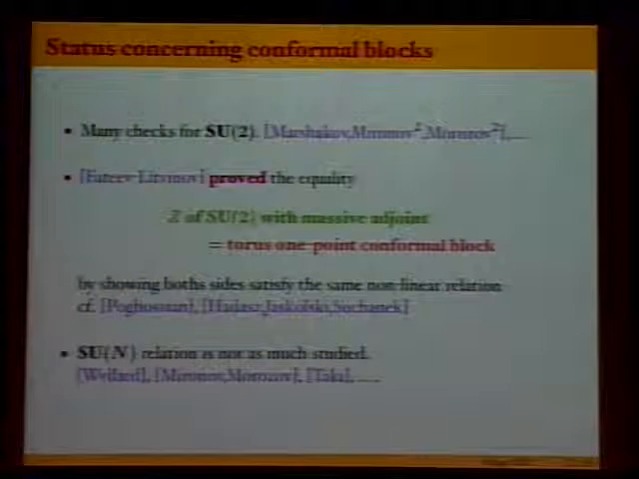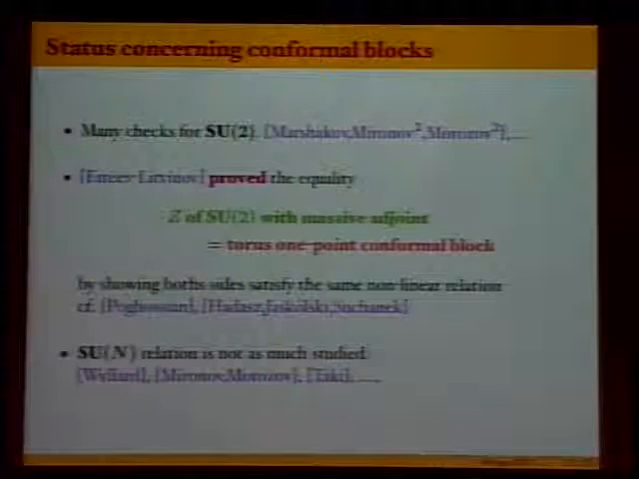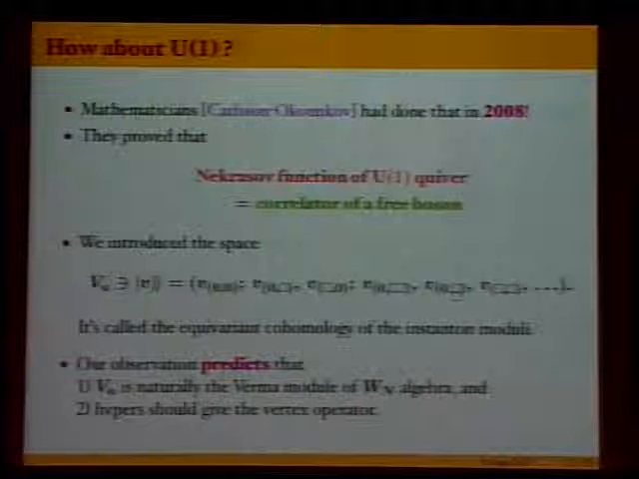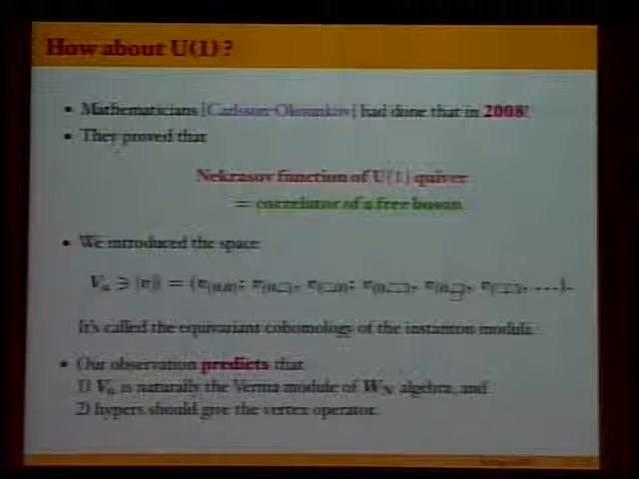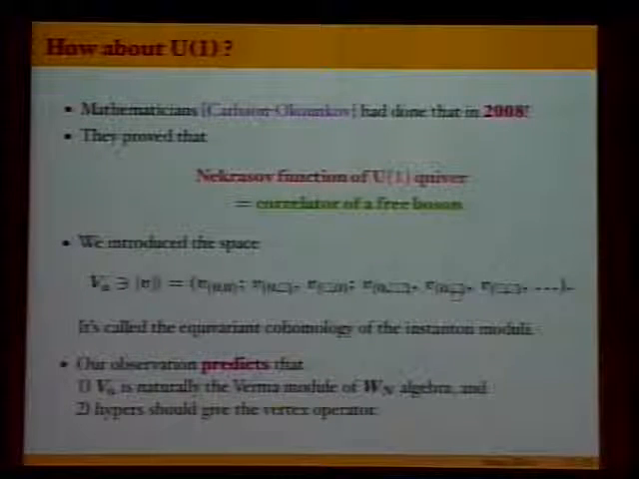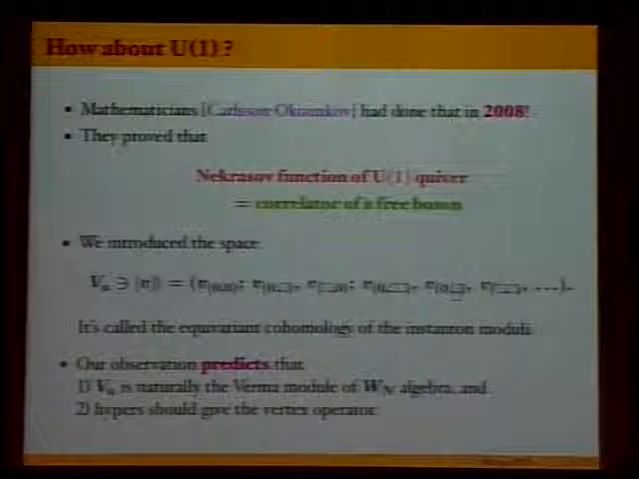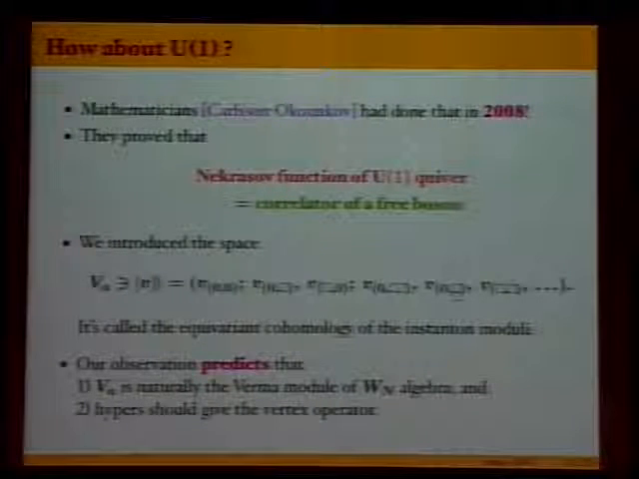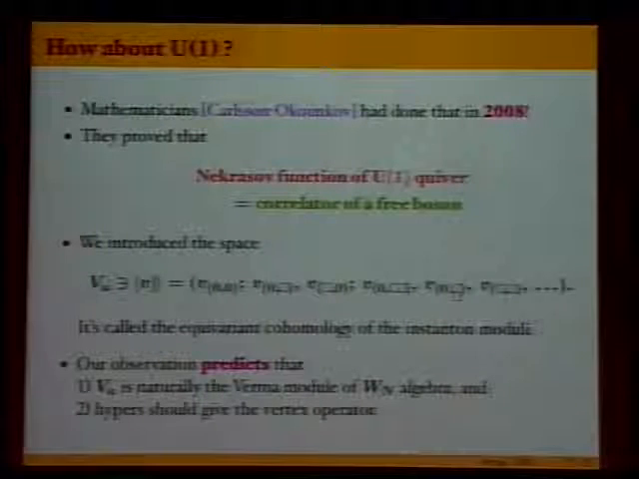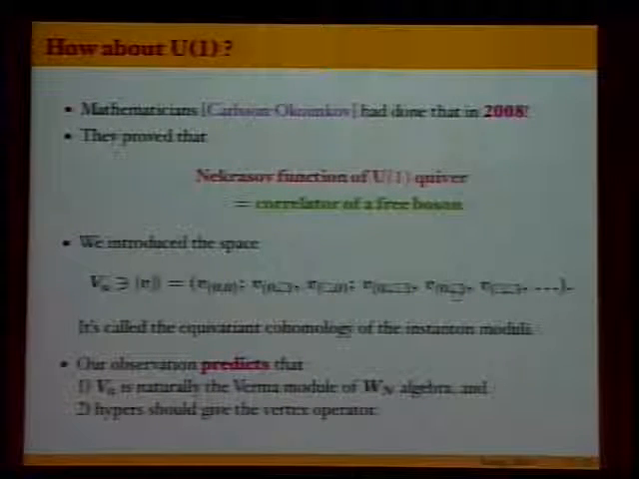OK, so far I talked about the case of N equal to 2 or greater than 2. Then how about the U(1) case? In fact, mathematicians Carlsson and Okounkov had done that in 2008. It's even before our paper. So what they did is that they calculated the Nekrasov partition function of U(1) theory. So you just have a U(1) gauge group with hypermultiplets. And they showed that it equals a correlator of a free boson. So it's an analog of the phenomenon we observed in the simpler case, but it's proved there.